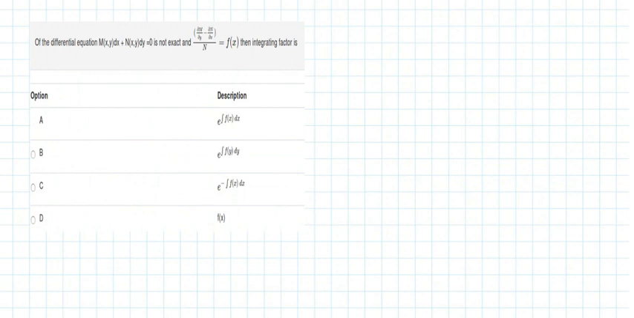Now the next question is of the differential equation m dx plus n dy equal to 0. This is the given differential equation. Given differential equation is not exact. Okay, this is a non-exact differential equation.